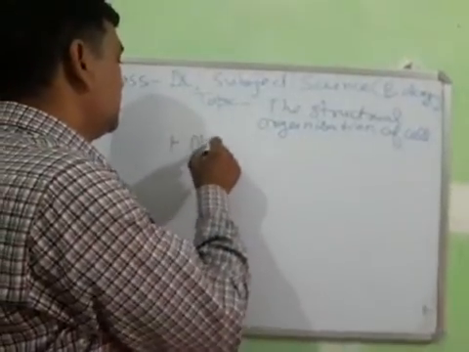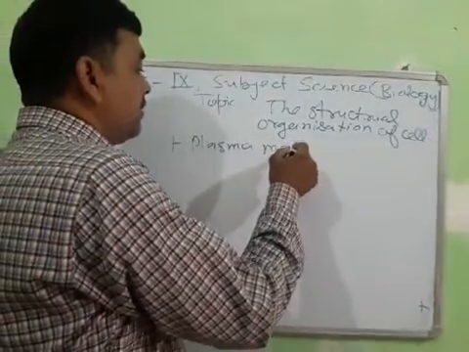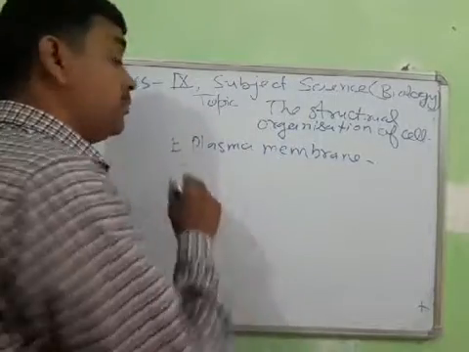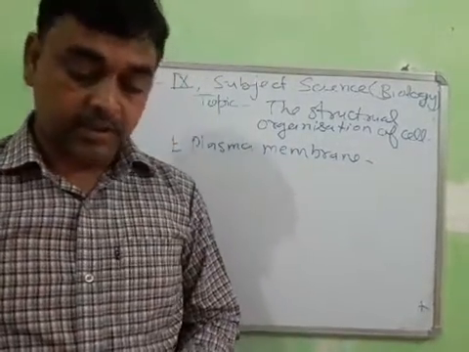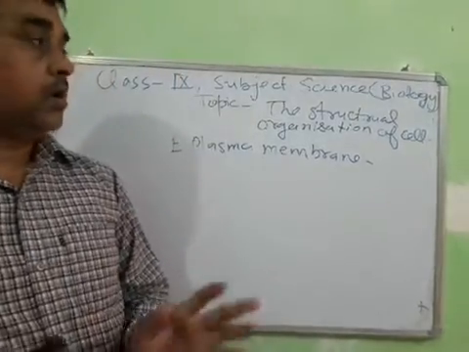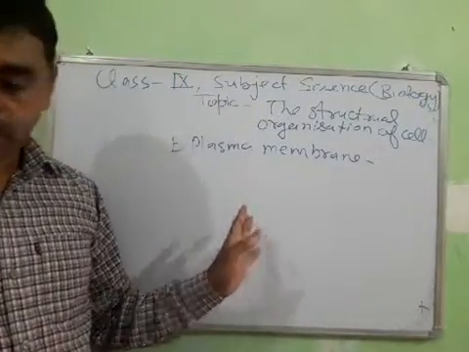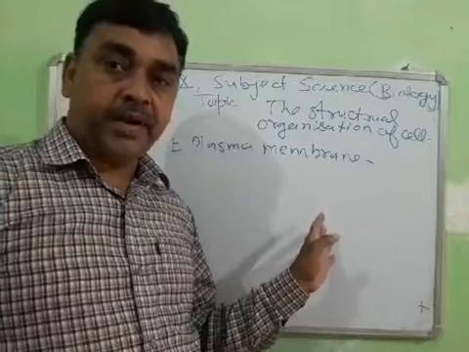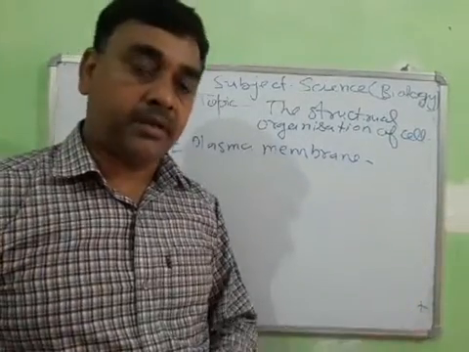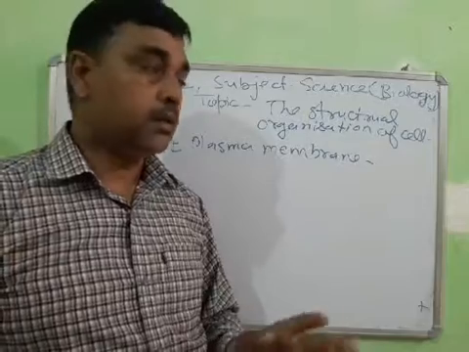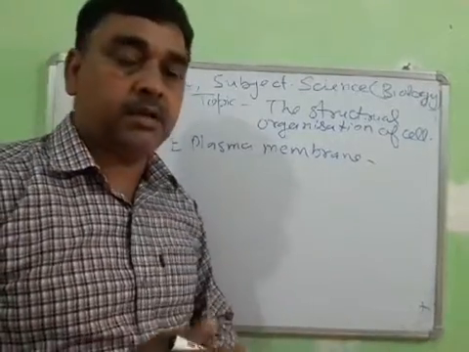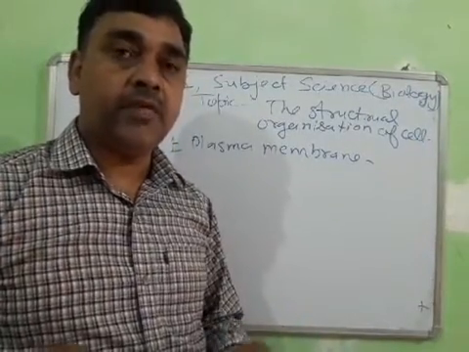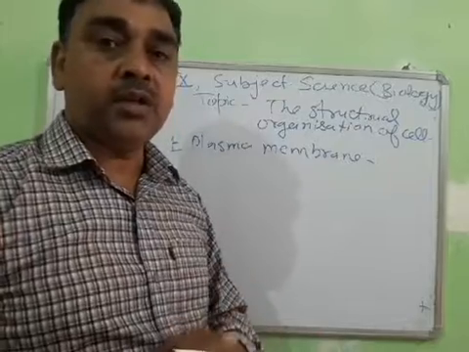First, the plasma membrane. Students, all of you know that the cell is bounded by a thin layer called the plasma membrane. The plasma membrane separates the cell from its external environment, and it is very important for diffusion.